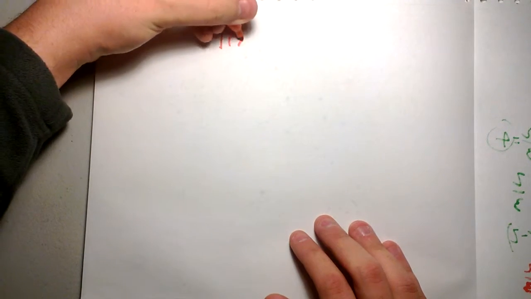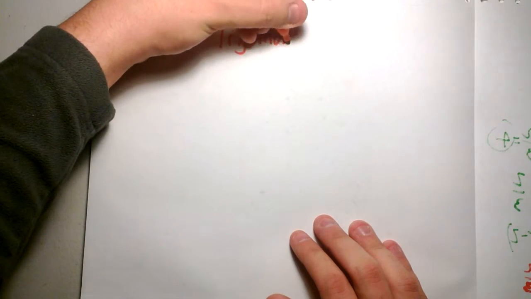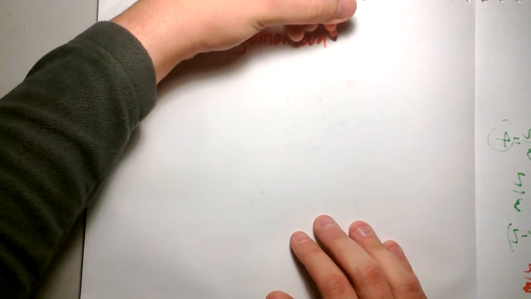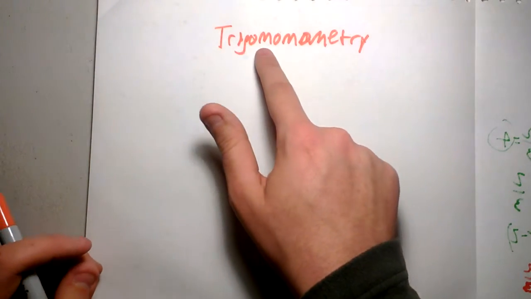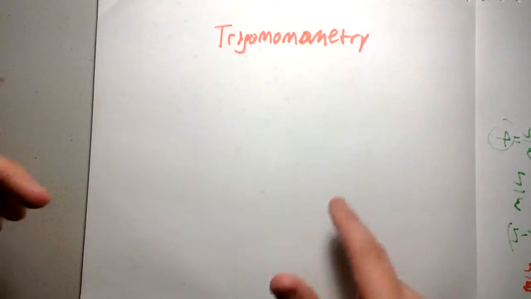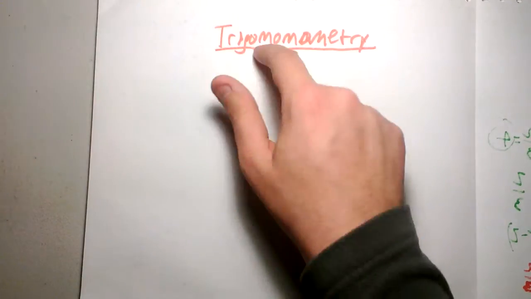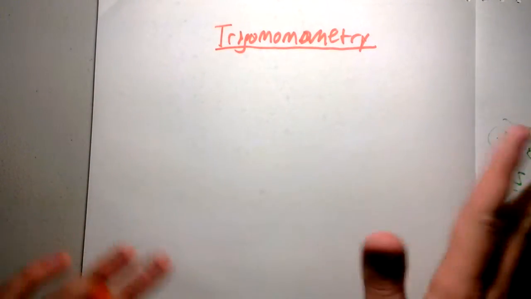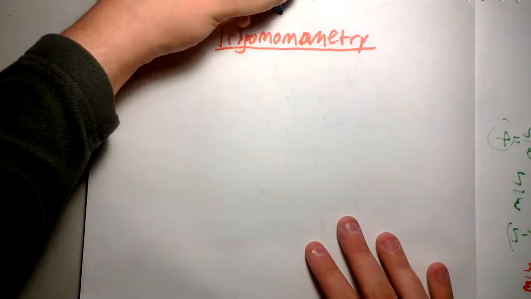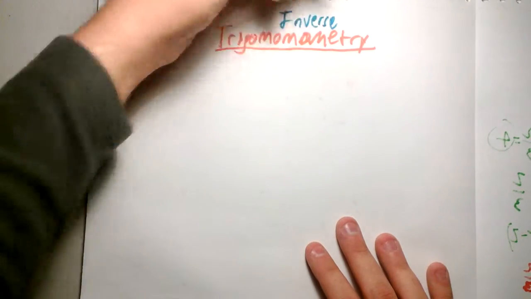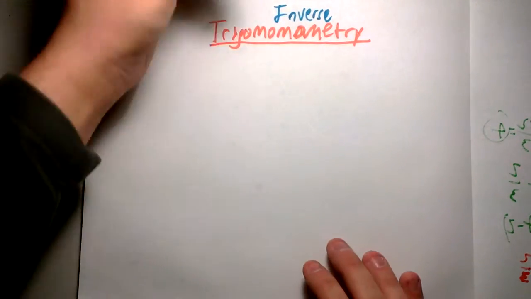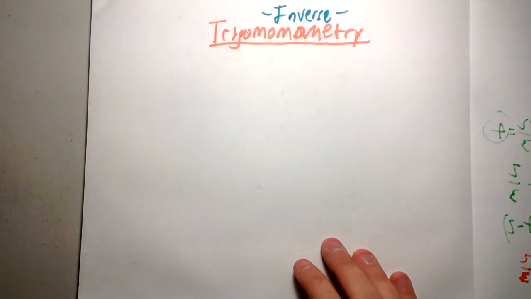Let's go straight into trigonometry. I already spelled that wrong, didn't I? There you go, that's how you spell trigonometry. All right, and we're talking about inverse trigonometry. I like that. Inverse, it's just catchy, very catchy. Let's put dashes here because that looks fancy.